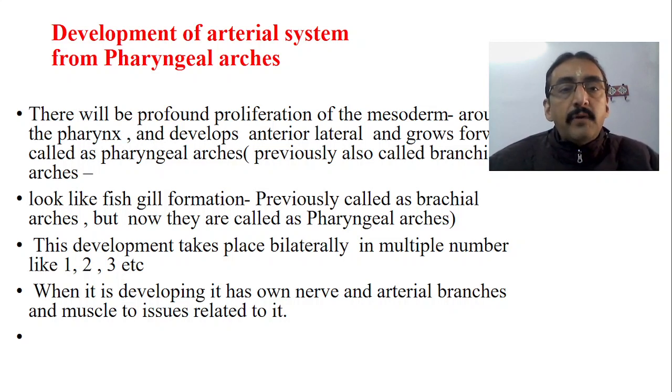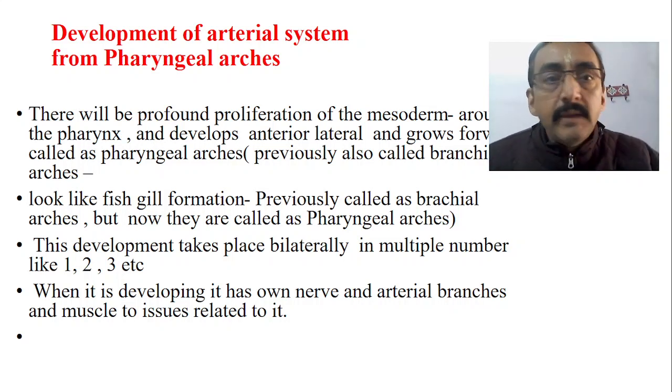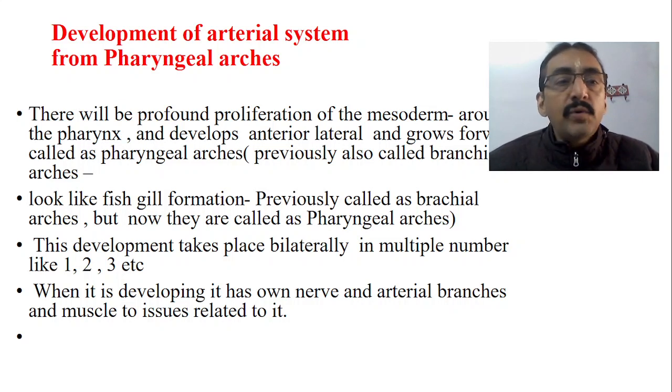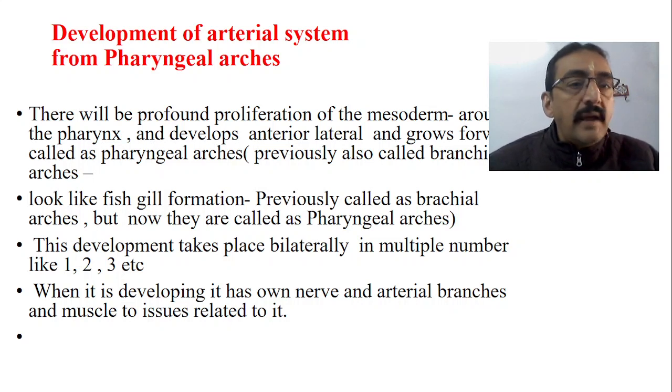Now, there will be profound proliferation of the mesoderm around the pharynx, which develops anterolaterally and grows forward, and this is called the pharyngeal arches. Previously, these arches were called branchial arches, but nowadays they are called pharyngeal arches. Actually, this looks like the fish gill formation.